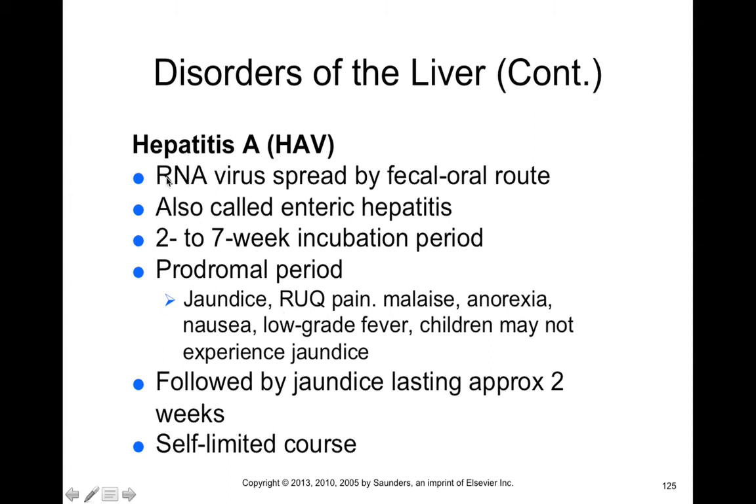Now, hepatitis A is an RNA virus that's spread by fecal-oral route, also called enteric hepatitis for that reason. It has about a 2 to 7 week incubation period, and during the prodromal period, what you might see then is jaundice, right upper quadrant pain due to inflammation of the liver, malaise because of inflammation, anorexia, nausea, low-grade fever, and in children, they may actually not experience that jaundice you see in adults. Now, in terms of hepatitis A infection, after the initial infection, it can be followed by jaundice for approximately 2 weeks, and fortunately, it's a self-limiting course, and so your immune system can typically eliminate hepatitis A on its own.